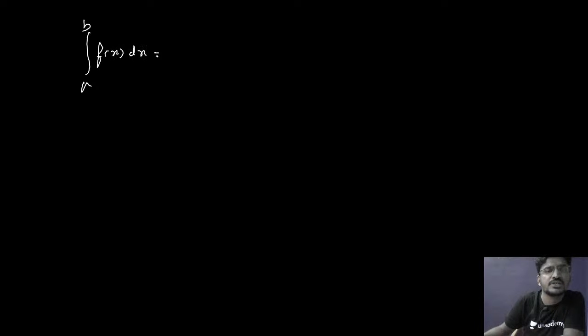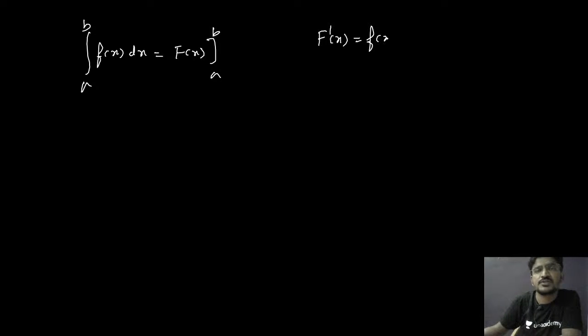Then let us go on moving with the problems on application of integration. So you just see the integration from a to b f of x dx is going to be equal to capital F of x from a to b, where the derivative of capital F of x is small f of x. So from this you get capital F of b minus capital F of small a.